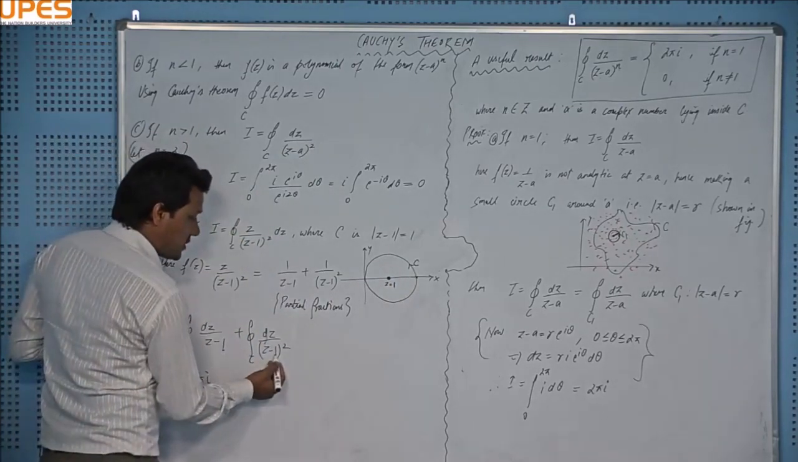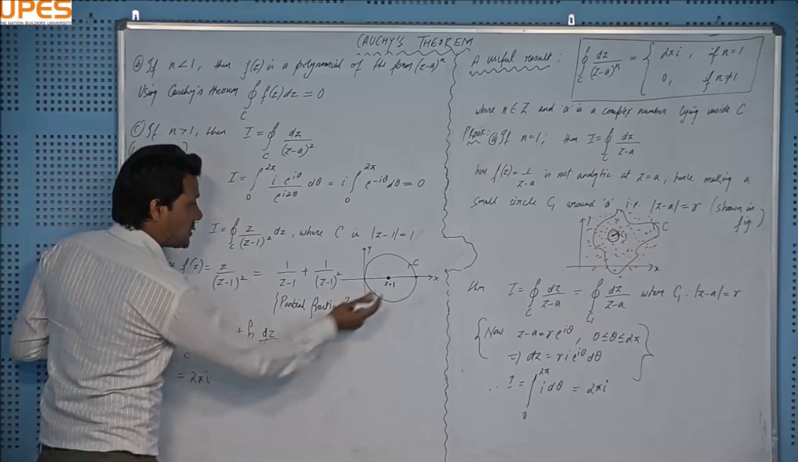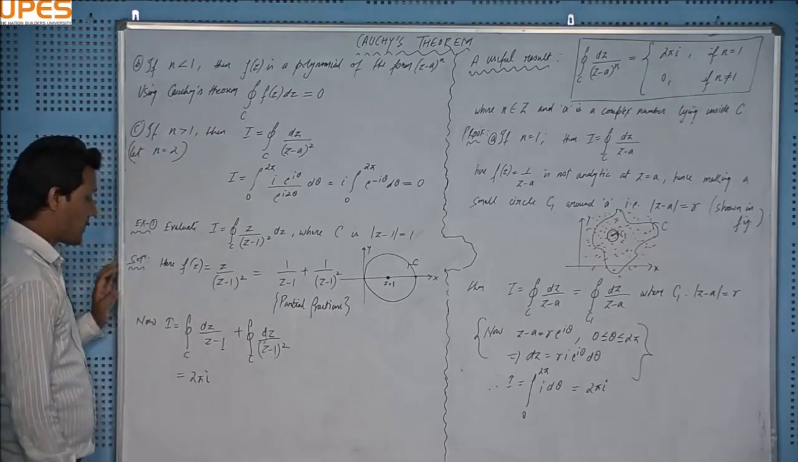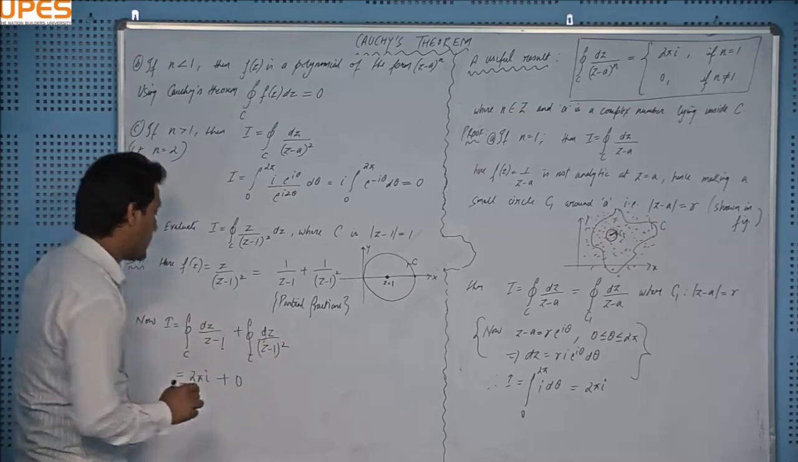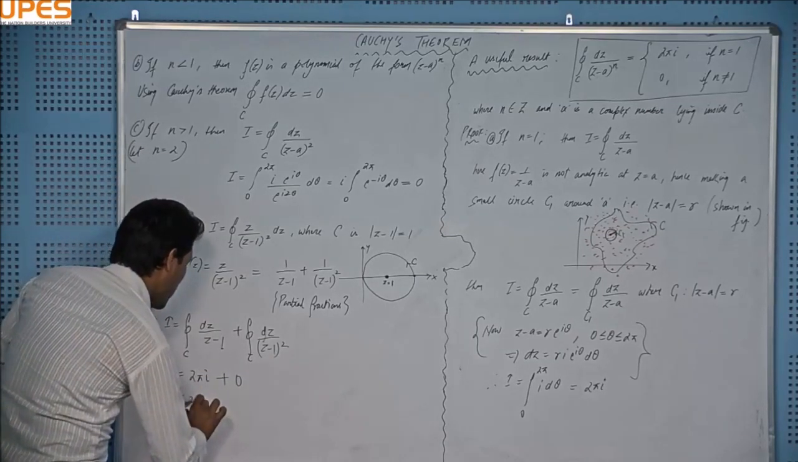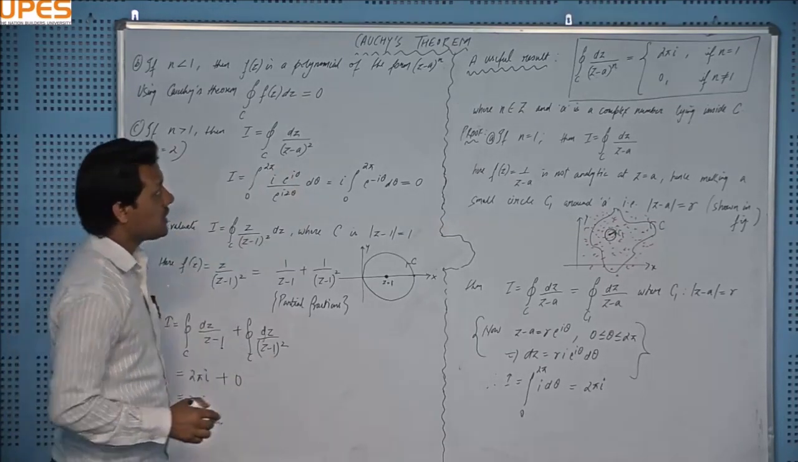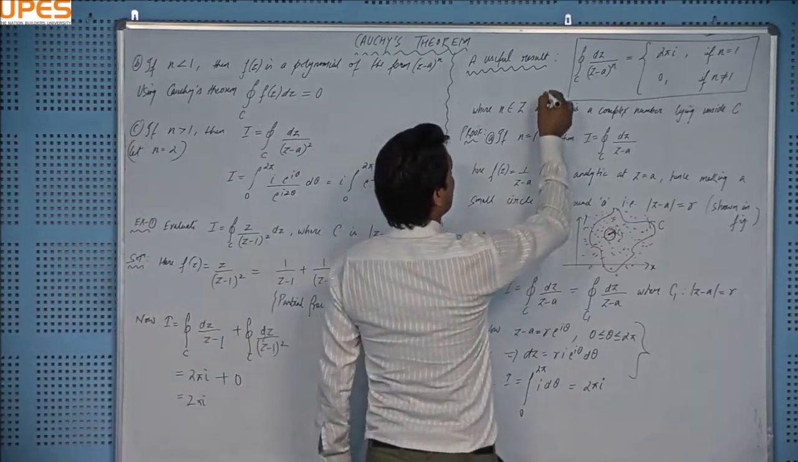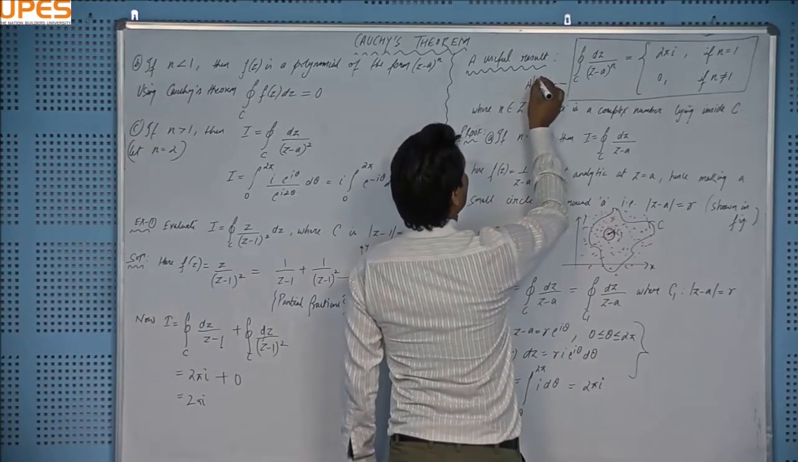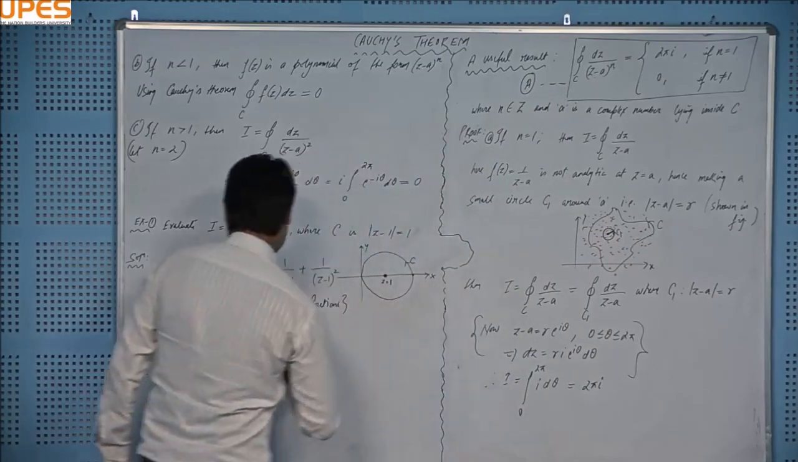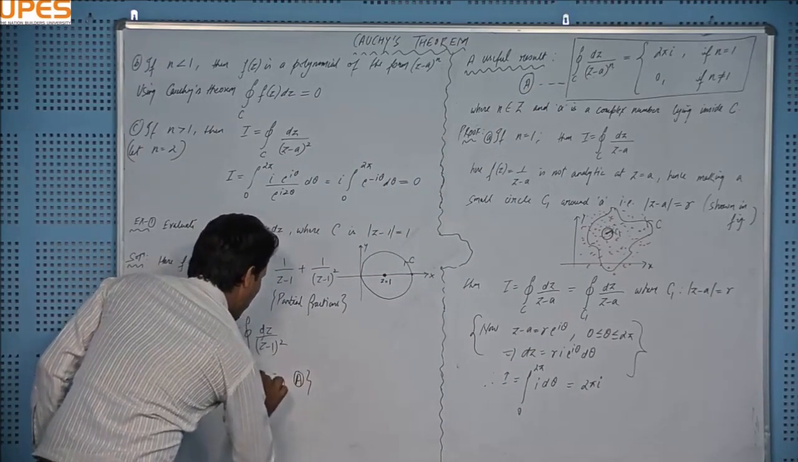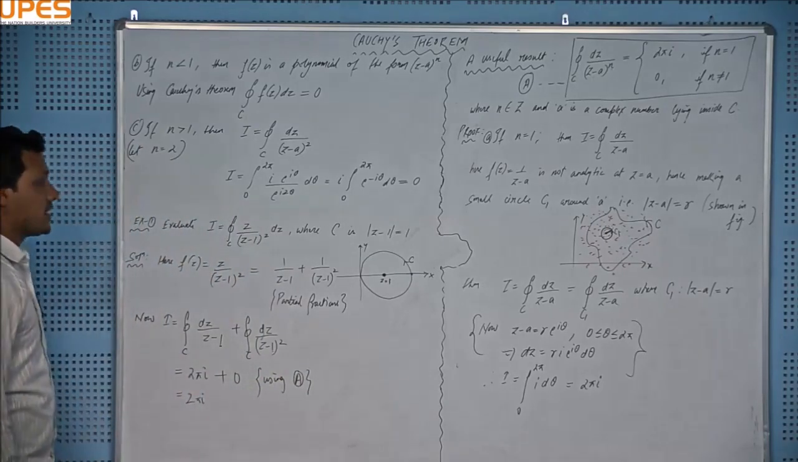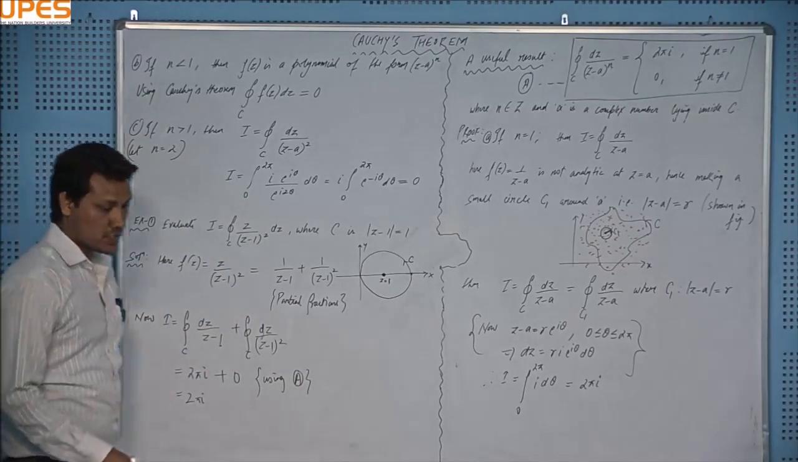Again, see here, this a is again lying inside C, see from the picture. So this is 2 pi i, and this will be 0 because this is not n equal to 1. So the answer is 2 pi i, and we have used that result. Let me call it result number A. Using A, this is the answer 2 pi i. Taking another example.